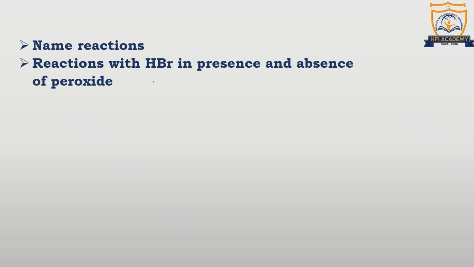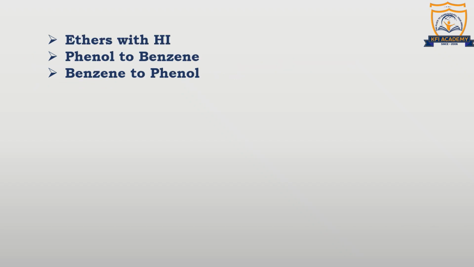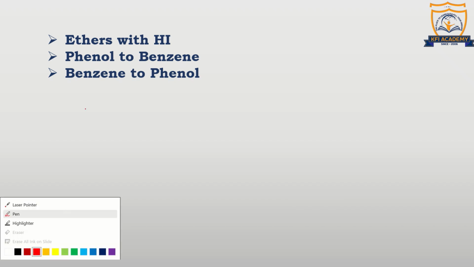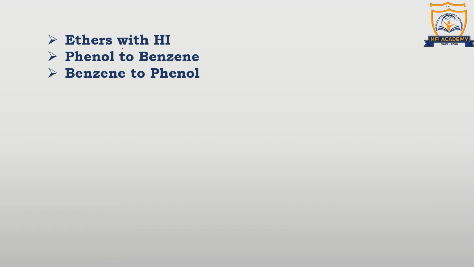And alkene with HBr in the presence and absence of peroxide. Actually, this is in the class 11 standard. Markovnikov addition and anti-Markovnikov addition we can expect. So next, ethers with HI. What will happen in ethers with HI? And phenol to benzene, benzene to phenol. This ethers with HI, every time we can expect it, a simple concept: ROR with HI.